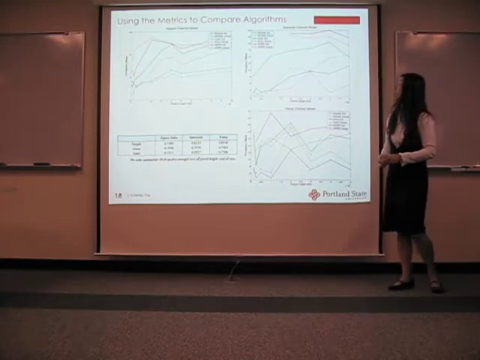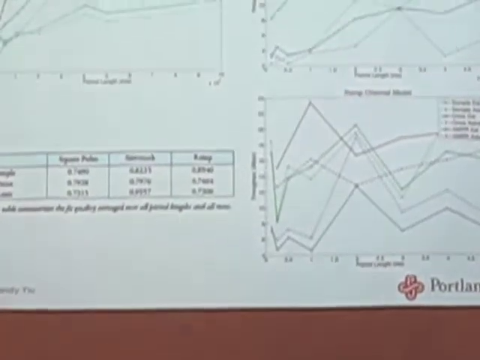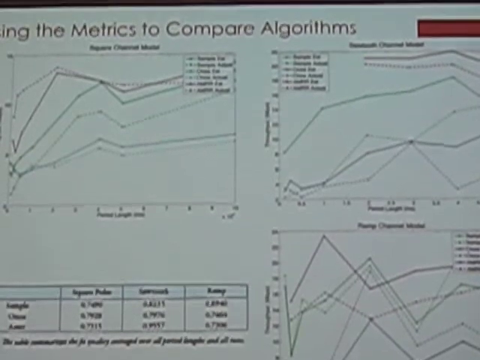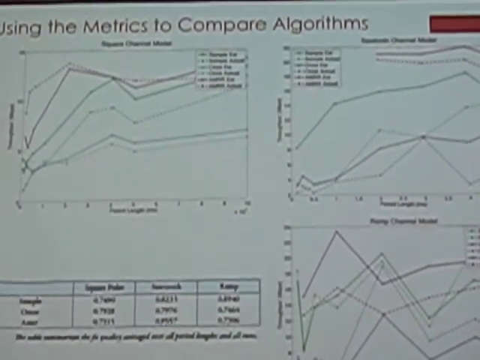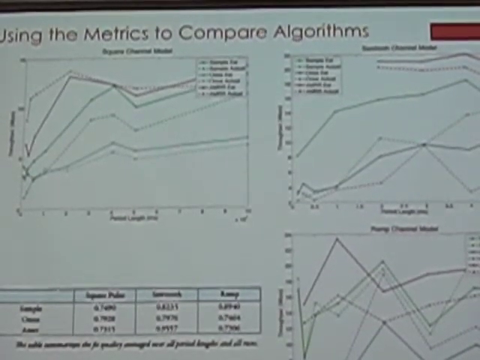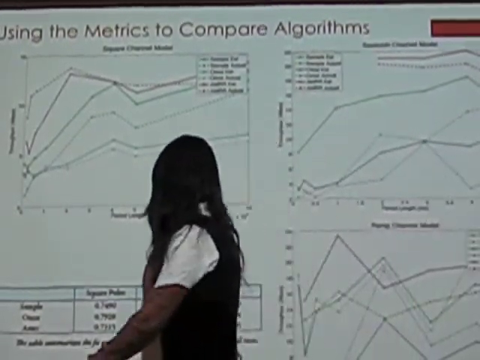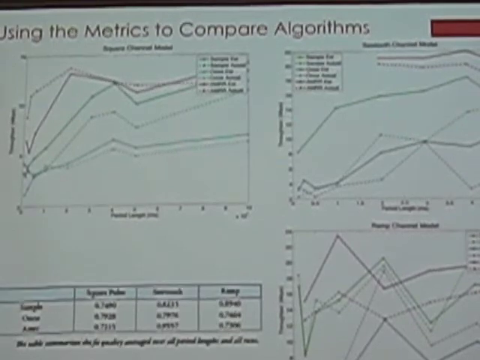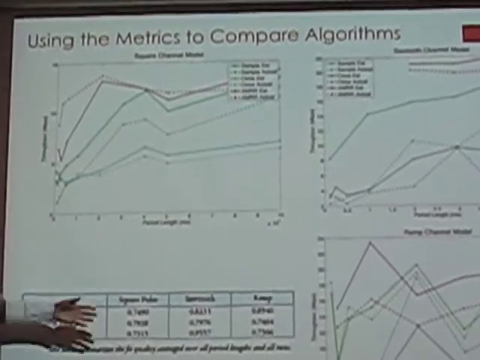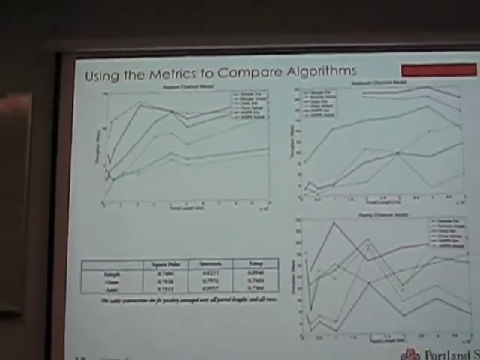So this is the result of three algorithms. The solid line shows the estimated throughput and the dotted line shows the actual throughput. As you can see, for all three channels, square, sawtooth, and RAM, the estimated and the actual throughput are pretty close to each other. And this is the result of the comparison. As we can see, the comparison using our model is pretty accurate, about 70% accurate.